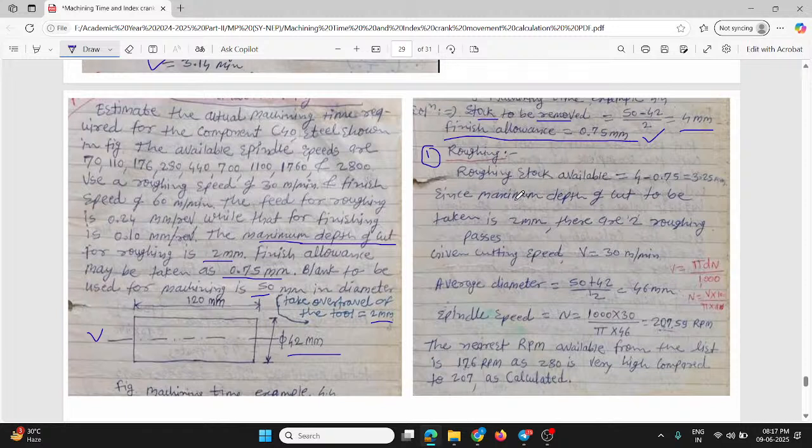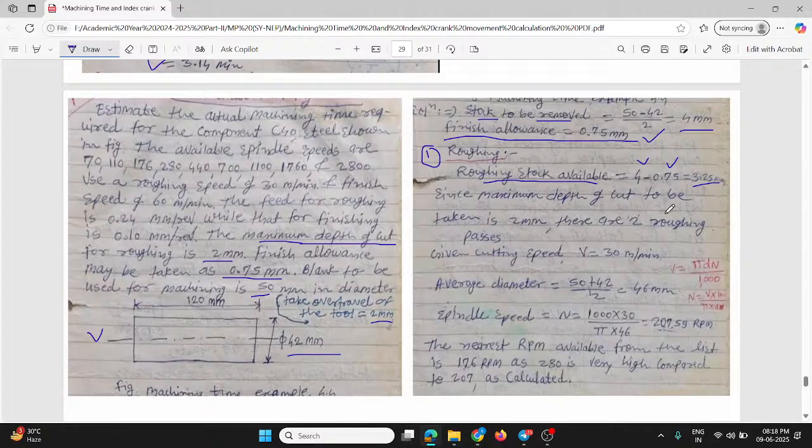For the roughing, first of all you have to calculate the roughing stock which is available there. What is the roughing stock? The maximum stock available is 4 mm minus the finish allowance, 0.75 mm, which is equal to 3.25 mm. This is the material you want to remove in the roughing cut.